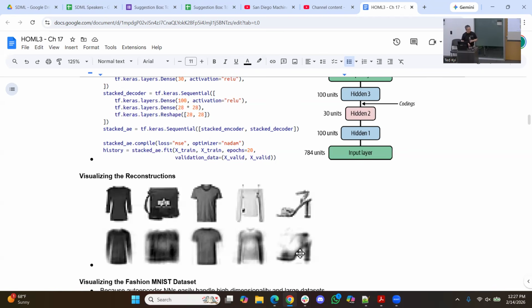Can you comment a little bit on why there are 2 hidden layers? Why go from 784 to 100 and then to 30, as opposed to 784 directly to 30? Yeah, that's a good question. I have an intuition. I don't know if it's 100% theoretically sound.